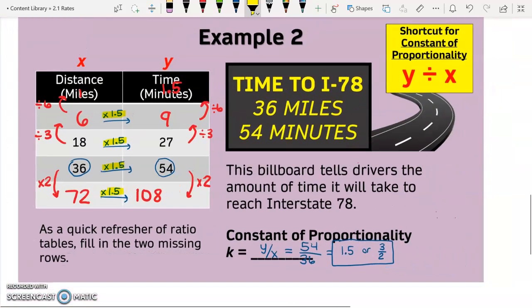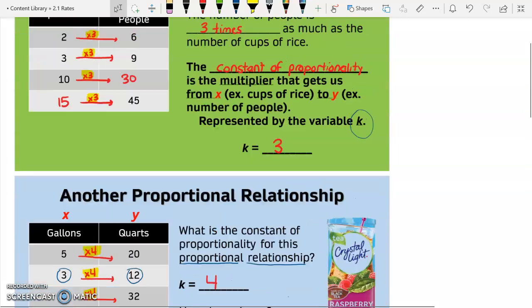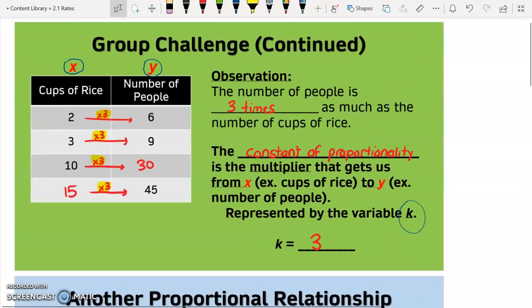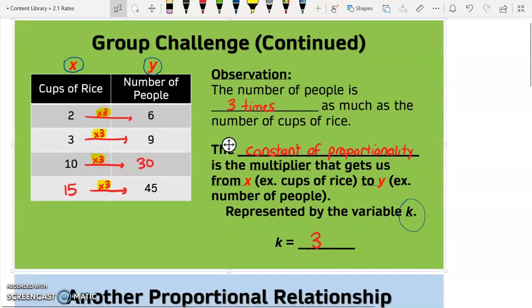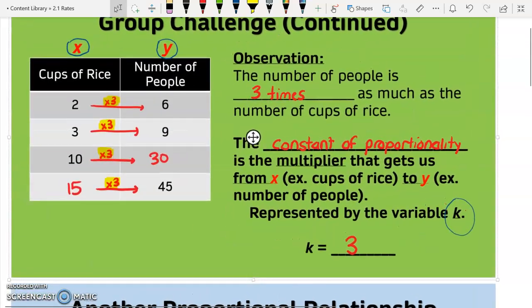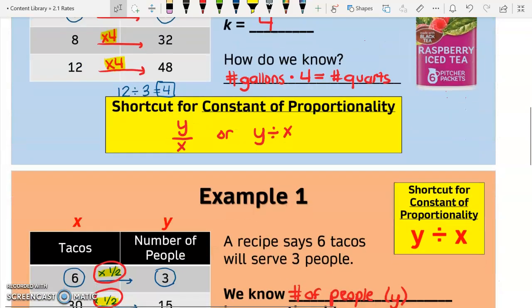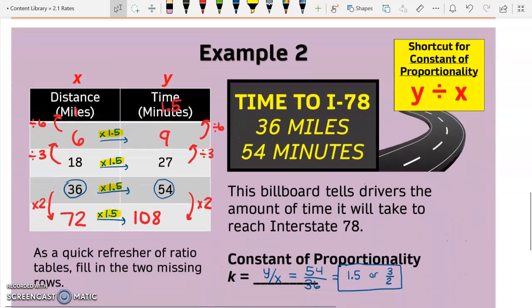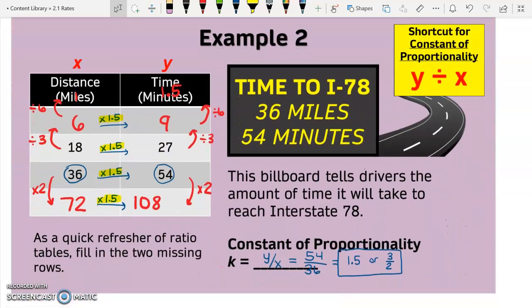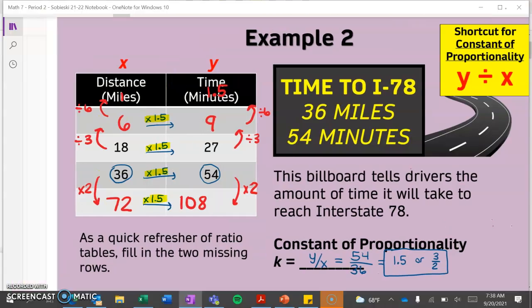So thank you so much for checking out this Edpuzzle video. I hope this helped. In our next activity, we are going to dive into some more practice with this. But the big takeaway here is identifying how to find the constant of proportionality and how to use that to maybe find missing values in a table. And we will do some more practice. So thank you for tuning in, and hopefully this helped.